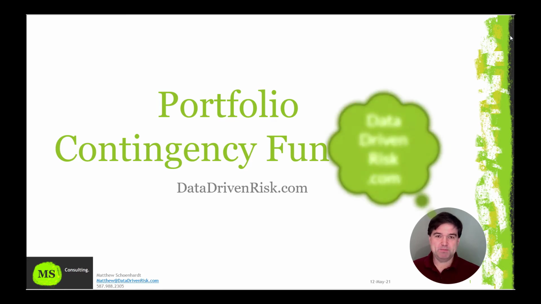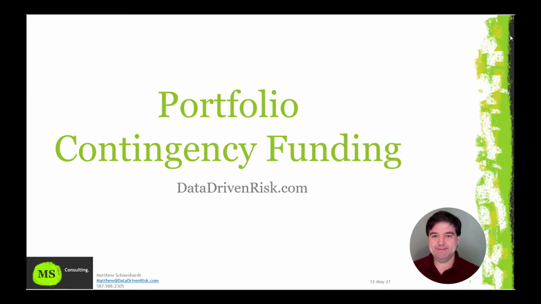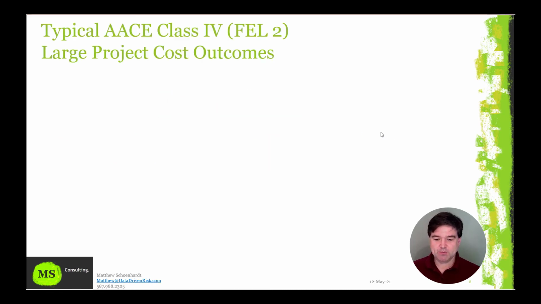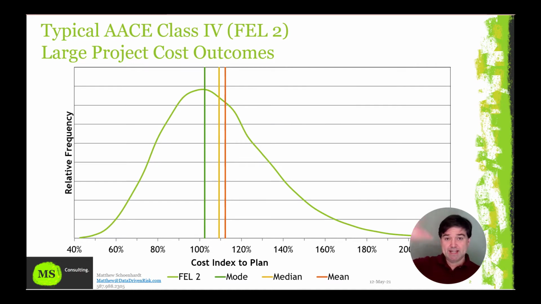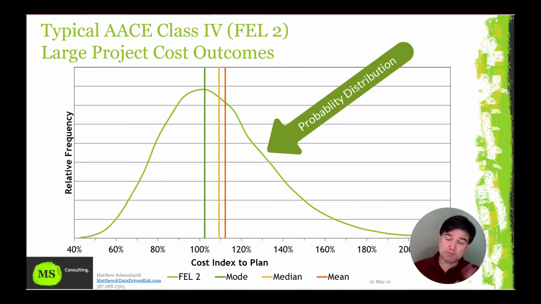Today we're going to talk about portfolio contingency funding and where we should fund projects within a portfolio of projects. So, to start that, we need to look at the first concept. Let's look at the typical AEC Class 4 or FEL2 project cost outcomes for a large project. And we can see that curve. That green curve is a probability distribution, and it shows us a nice bell curve that we're used to seeing.